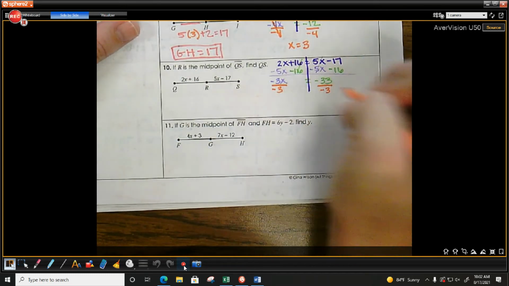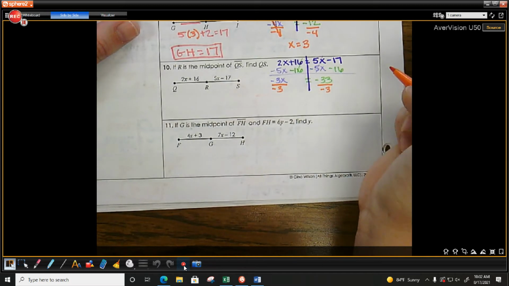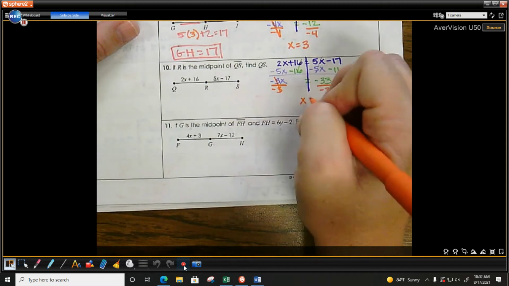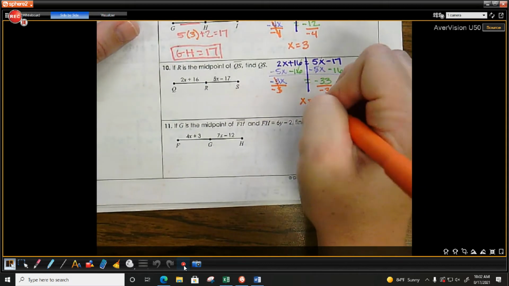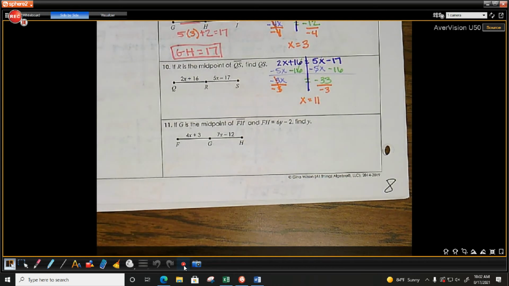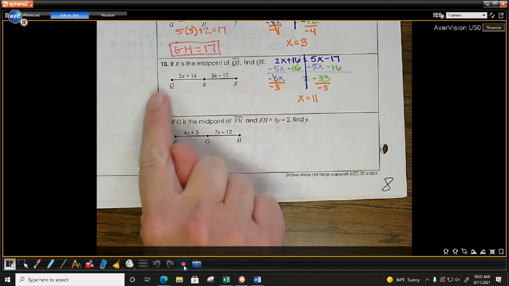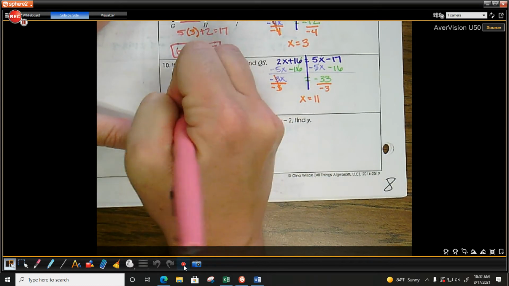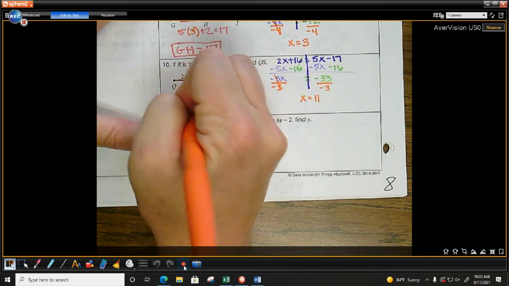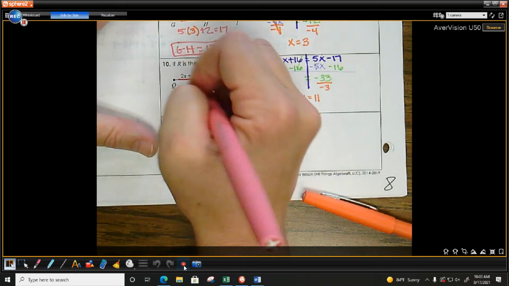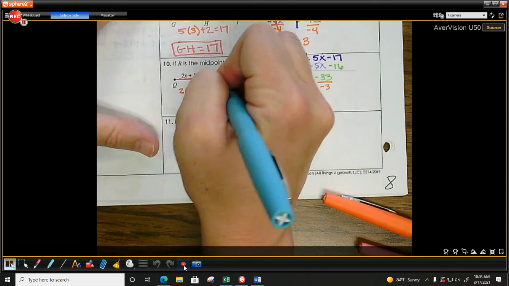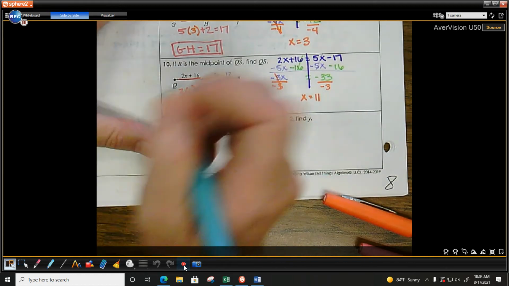Okay, so I get x equals 11. Is that what it's asking? No, what is it asking for this time? QS, that's the whole thing. So I'm going to do QR, so 2 times 11 plus 16. And I'm going to add it to RS because it's wanting the whole segment. So 5 times 11 minus 17.